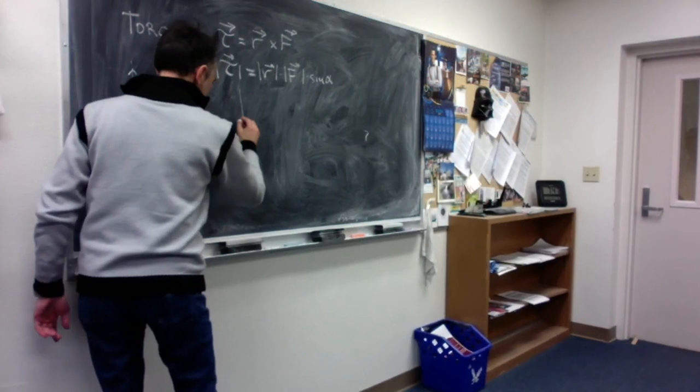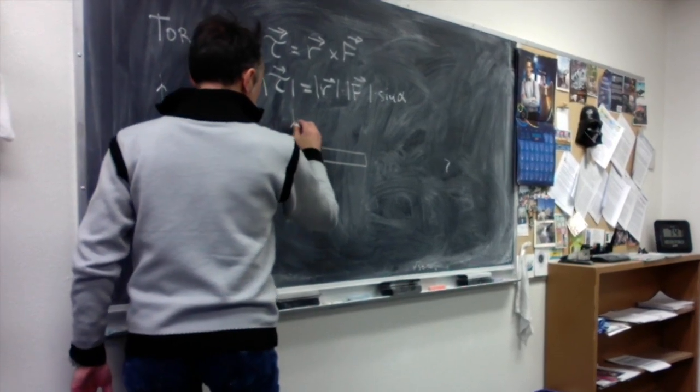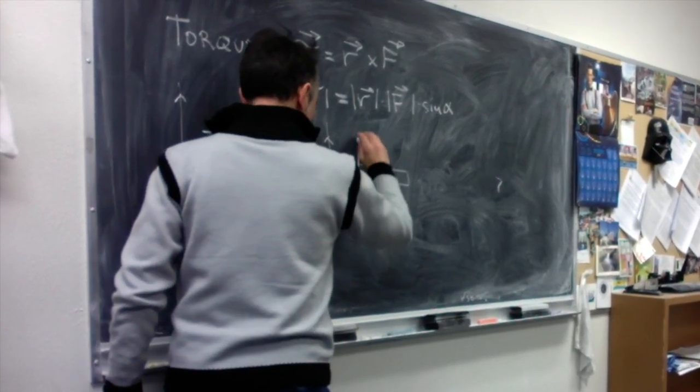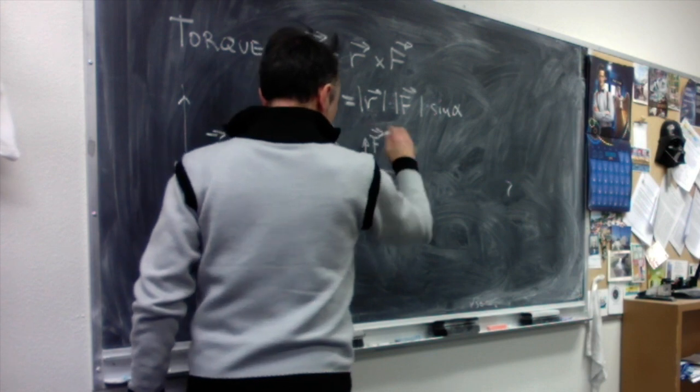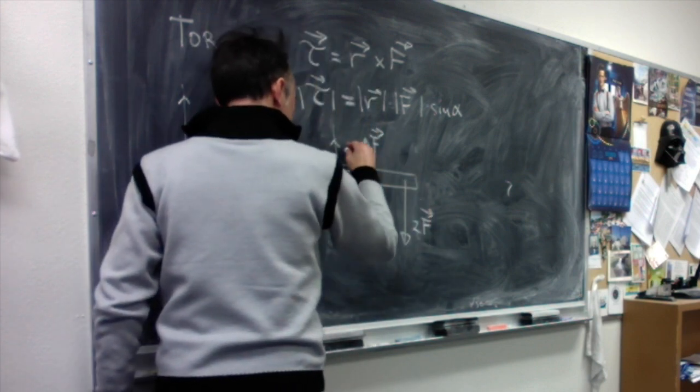If there are several forces acting on an object, the net torque will be the sum of the individual torques. Let's think of an example. Let's consider the following. On this object, there's a force acting at a distance r and of a magnitude F, and it's pointing upwards. Then there's a second force acting at a distance 2r from the axis of rotation, and the magnitude is 2F, but it's pointing downwards.